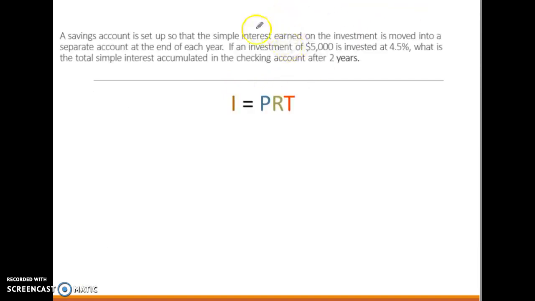If we look at an example, a savings account is set up so that the simple interest earned on the investment is moved into a separate account at the end of each year. If an investment of $5,000 is invested at 4.5%, what is the total simple interest accumulated in the checking account after 2 years? A lot of times people confuse this investment as being the I, but the amount invested is actually your principal amount. So this $5,000 is going to go in for P.